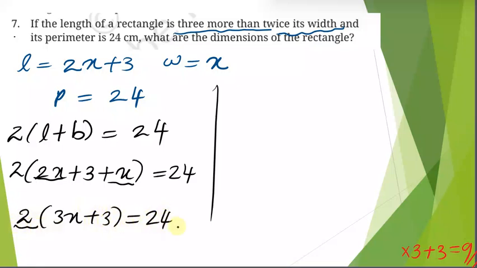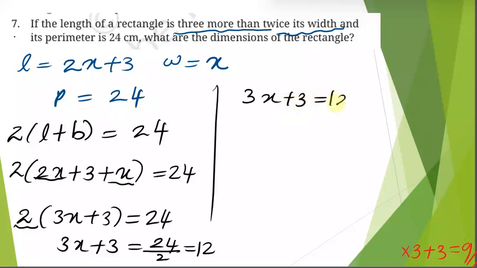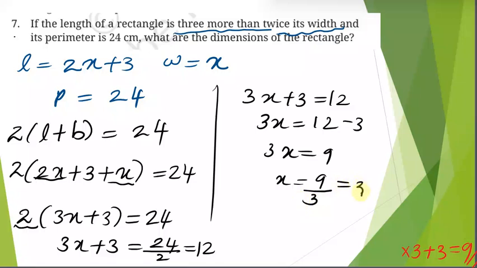So, if I divide both sides by 2, I will get 3x plus 3 is equal to 24 by 2, which is equal to 12. That is 3x plus 3 is equal to 12. So 3x is equal to 12 minus 3, 3x is equal to 9, and x is equal to 9 by 3, which is equal to 3 centimeters. So you got the shorter side, or width, equal to 3 centimeters.